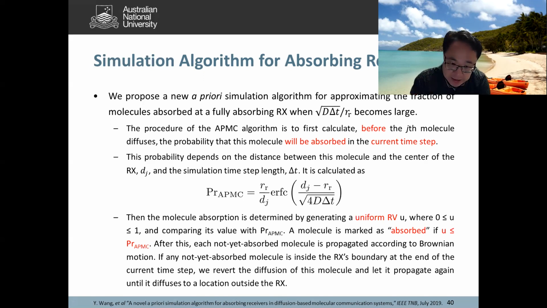So the key idea here is that we generate a uniform random variable, and we mark a molecule as absorbed if this random variable is smaller than the probability. And after this, we perform the simulation as per the usual procedures.